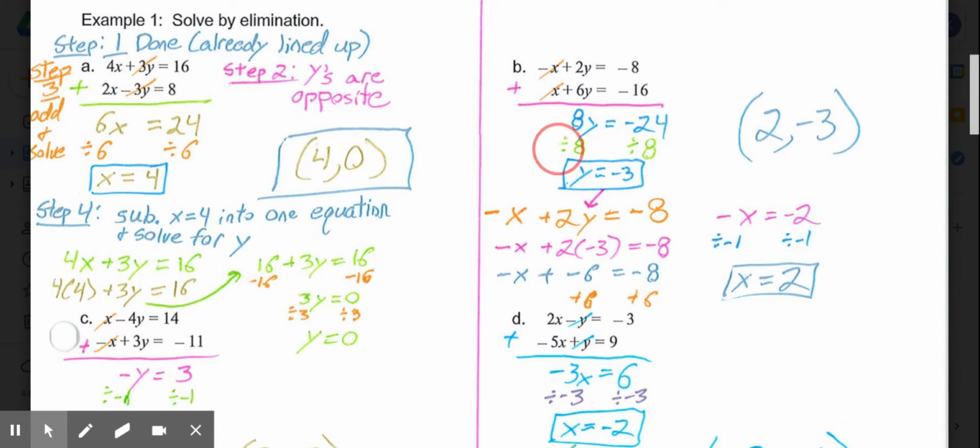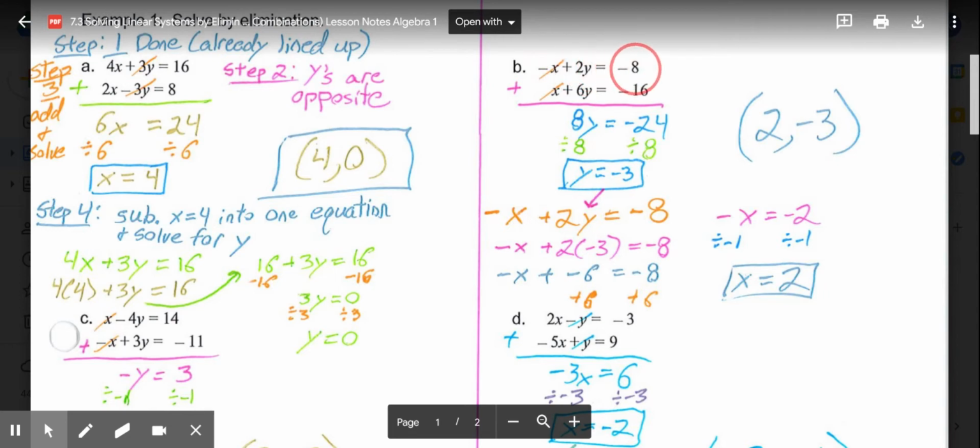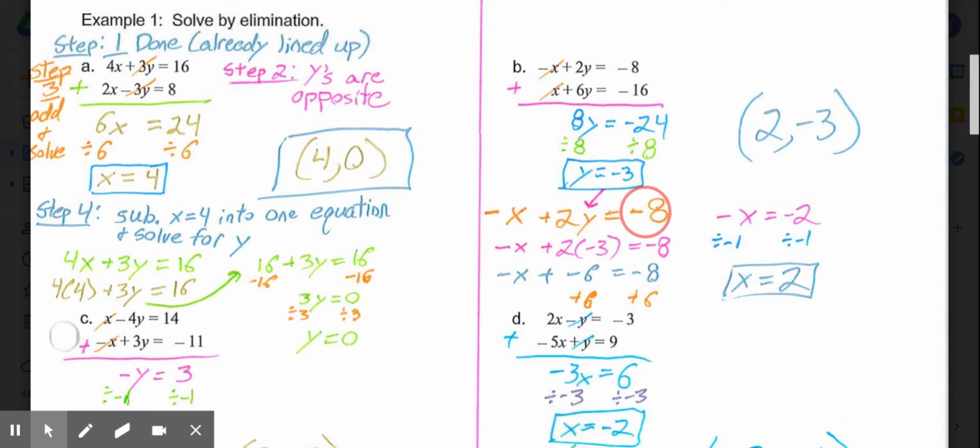Then what we want to do is divide both sides by 8, and we end up with y equals a negative 3. Now we're going to take the y equals negative 3 and substitute that back into one of the two original equations. So I'll use the top equation. So I have the opposite of x plus 2y equals negative 8. The negative 3 goes in for y. So opposite of x plus 2 times negative 3 equals negative 8. So opposite of x plus a negative 6 equals a negative 8.